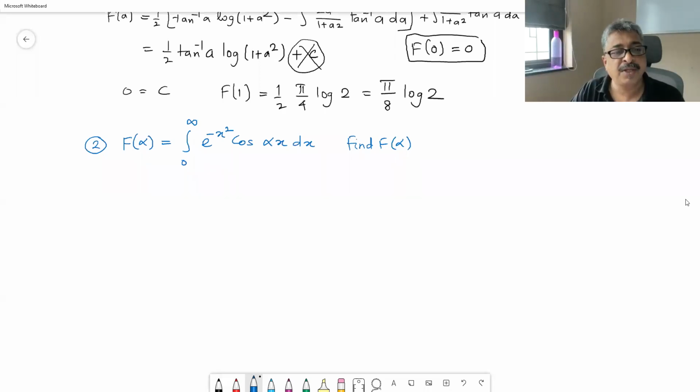Next problem, F of alpha is equal to integral 0 to infinity e raised to minus x square cos alpha x dx. Find the simple form of F of alpha if F of 0 is equal to root pi by 2. We will see how it is root pi by 2. We will find out a little later. So presently I give you F of 0 is root pi by 2.